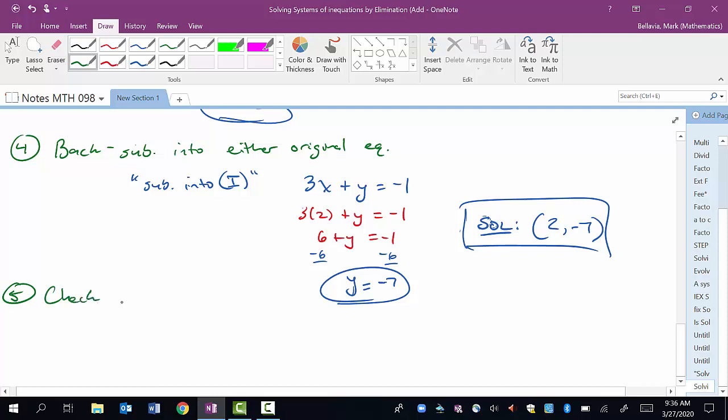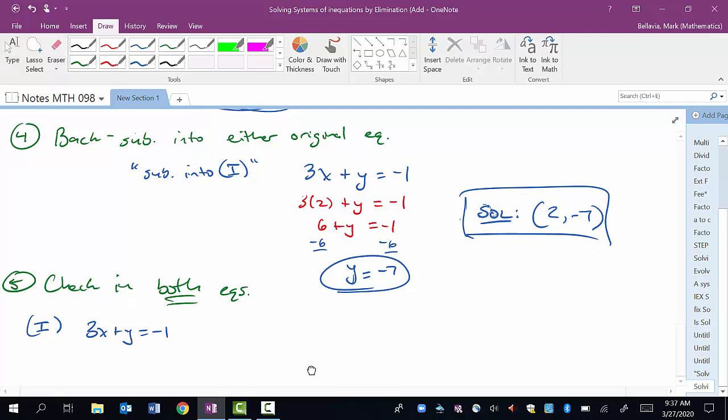Remember, when you check for these, you check in both equations. And the reason you check in both is to make sure that it's a solution for both lines. Otherwise, the point would only be on one of the lines if it only worked in one of the equations. So you should check in both. In this case, we have equation 1, which is 3x plus y equals negative 1.